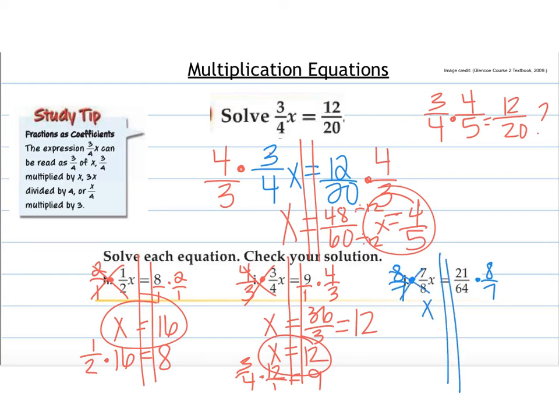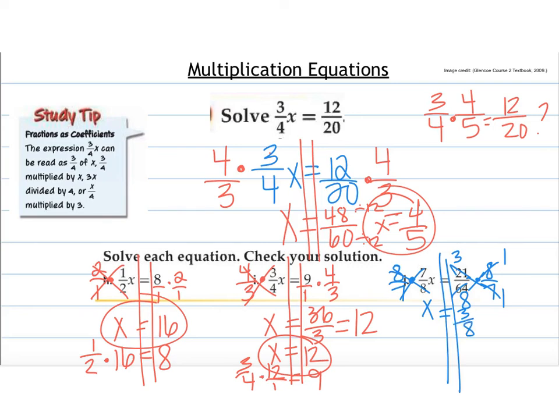We have x alone. You can do 21 times 8 and you can do 64 times 7 and then you can simplify it and we'll both get the same answers. I'm going to look at my cross products here and I'm going to simplify. I know that 21 and 7 can both be divided by 7. So 21 divided by 7 is 3 and 7 divided by 7 is 1. And then 64 and 8 can both be divided by 8. So 64 divided by 8 is 8 and 8 divided by 8 is 1. So now I'm left with 3 times 1 is 3 and 8 times 1 is 8.